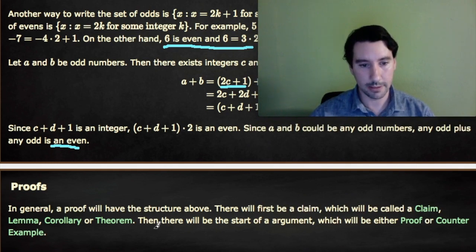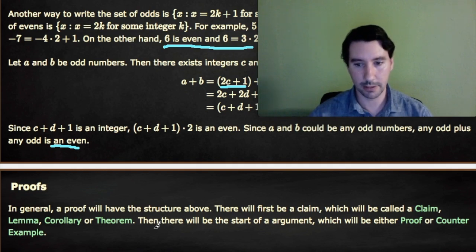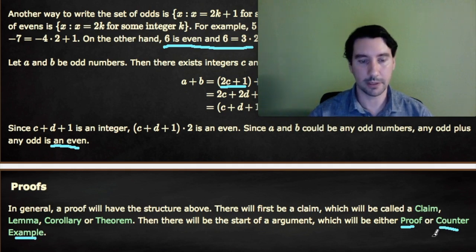And we have all sorts of different kinds of claims that might need to be proved, and we might call them a claim, a lemma, a corollary, or a theorem. And so what you're going to see is something like lemma, such and such statement, or claim, such and such statement, followed by either proof or possibly counterexample. And a counterexample is a way to falsify such a claim.